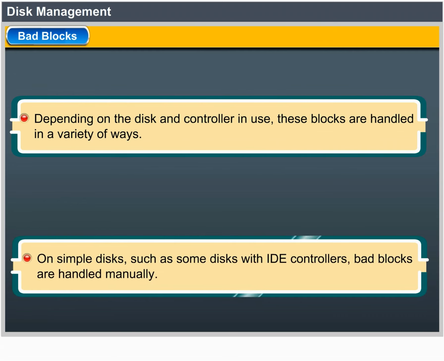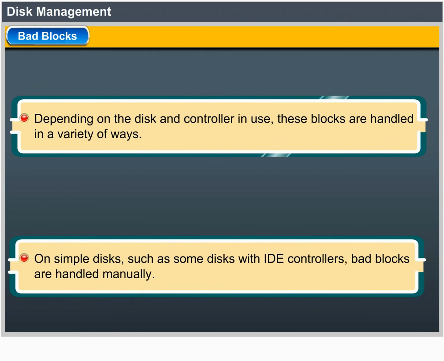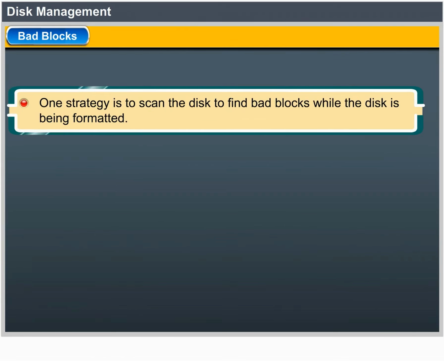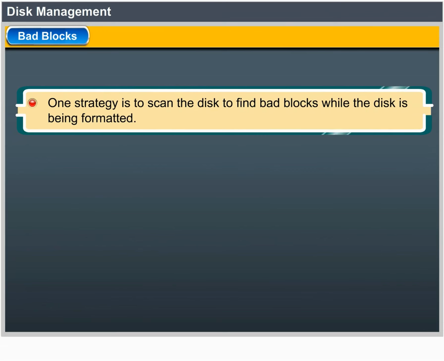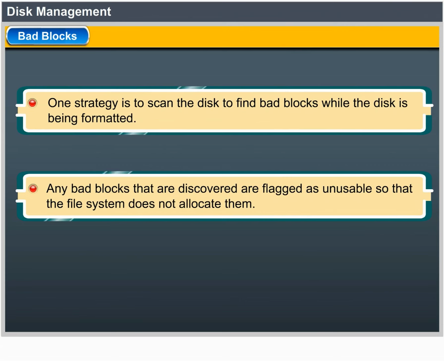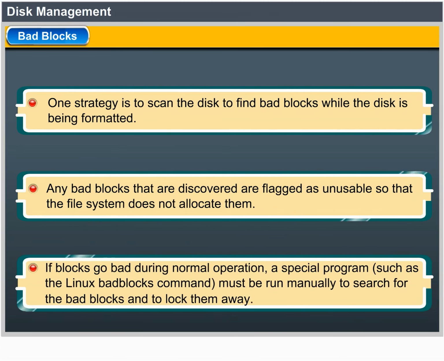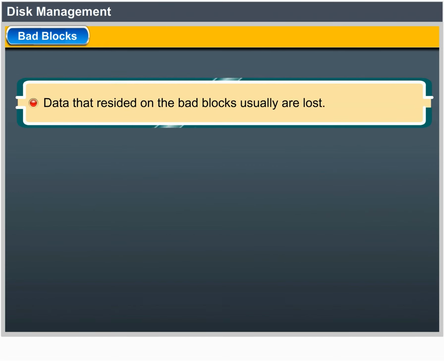On simple disks, such as some disks with IDE controllers, bad blocks are handled manually. One strategy is to scan the disk to find bad blocks while the disk is being formatted. Any bad blocks that are discovered are flagged as unusable so that the file system does not allocate them. If blocks go bad during normal operation, a special program such as the Linux badblocks command must be run manually to search for the bad blocks and to lock them away. Data that resided on the bad blocks usually are lost.